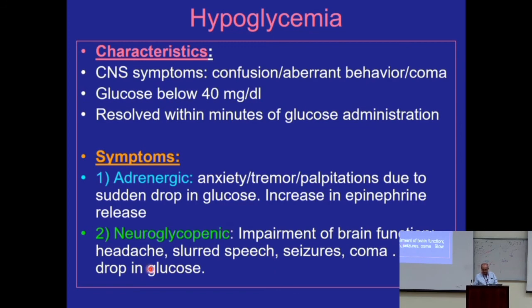In the second case, the drop in glucose happens so gradually that the brain doesn't even register it. So they can be much more serious, and they can result in seizures, coma, and that's because usually of a slow drop in glucose that the brain does not detect. But anyway, as a general rule, hypoglycemia can be easily treated with glucose, either oral or IV glucose. Within a few minutes, everything gets back to normal.